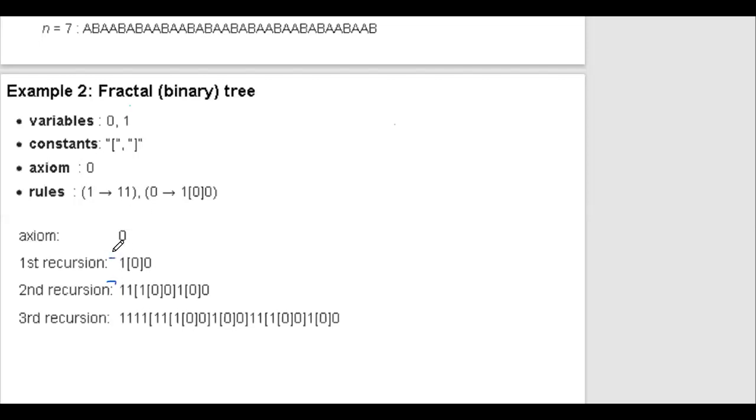So when you read this word, you encounter the first character, which is one. You have to convert it, so one is replaced with double one. And here these are constants. Rules are not defined for constants, so if you encounter those kinds of constants, you just leave them as they are.